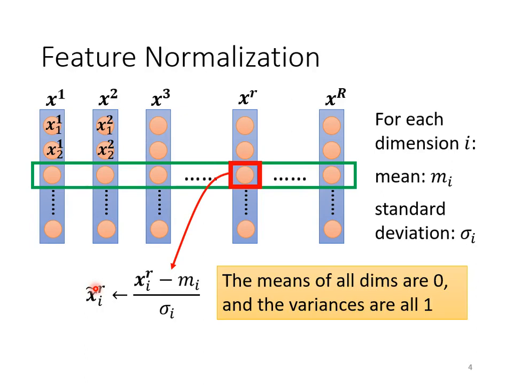Now, what are the benefits of normalization? After normalization, the mean of this dimension will be 0, and the variance will be 1. So, this row of values will be distributed around 0. Now, we apply normalization to every dimension. This way, every dimension will have its mean close to 0 and its variance close to 1. We can see that the values of every feature across different dimensions all lie around 0.